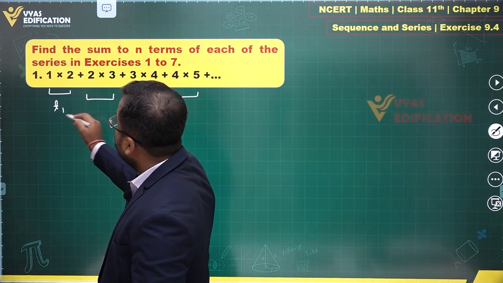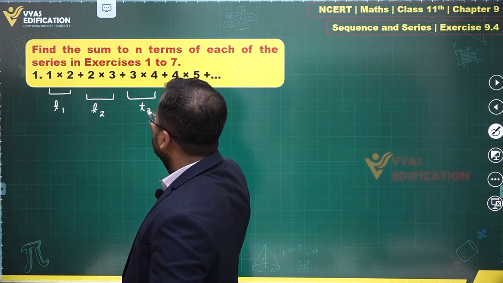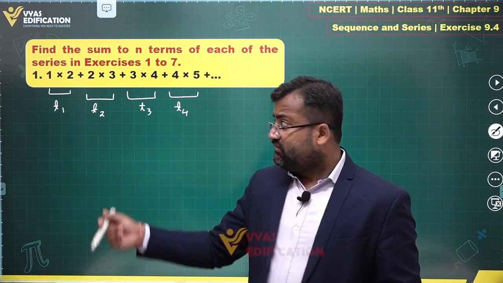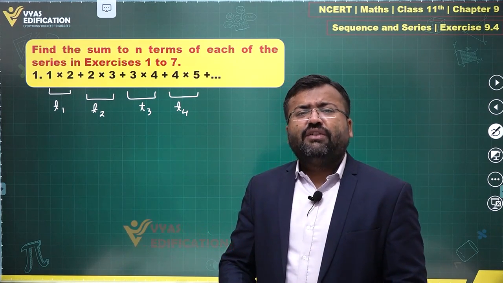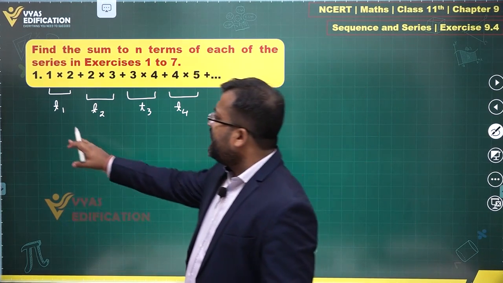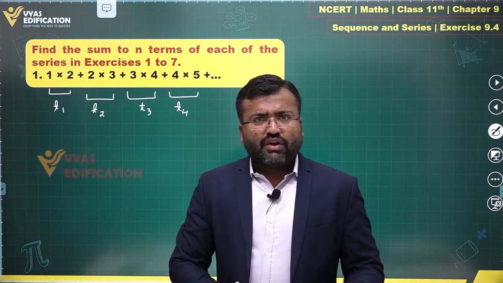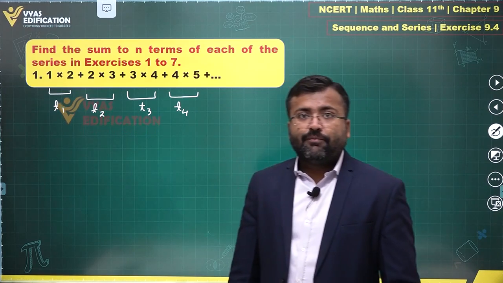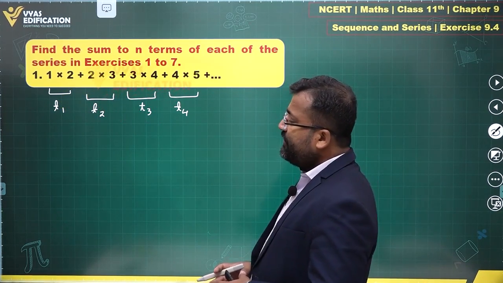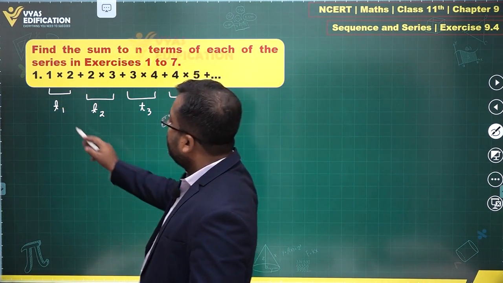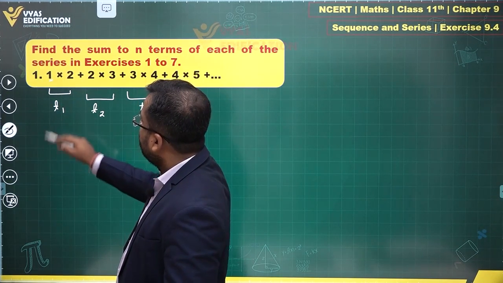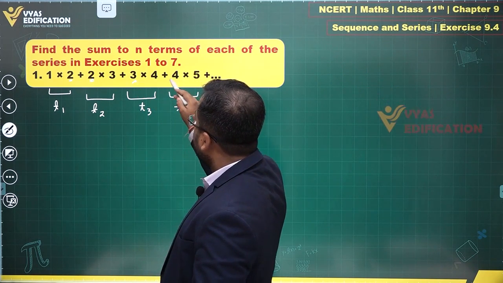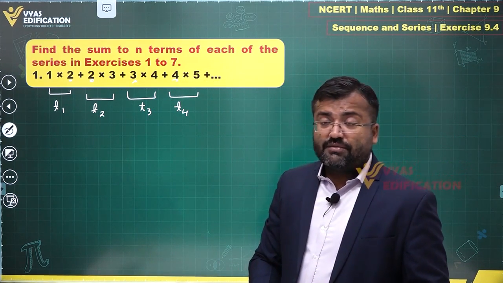This is T1, this is T2, this is T3, this is T4. Let's represent the terms with T, not with A. We can represent with A as well. We could have said A1, A2, A3, A4. That's also okay. The notation can be A1, A2, A3, A4 as well. We are using T1, T2, T3, T4. Okay, so what does T1 look like? For T1, do you observe that this first number is 1? Okay, then the second number is 2. For T2, the first number is 2. T3, the first number is 3. T4, the first number is 4. That's what you can observe, right?